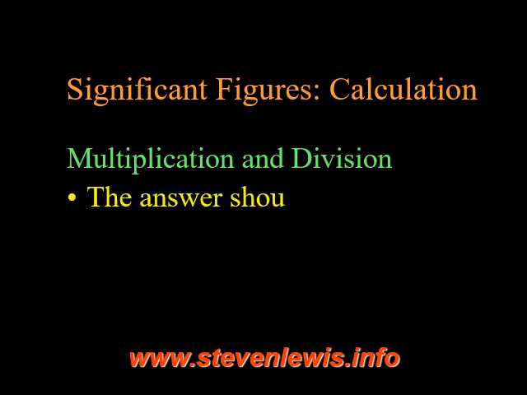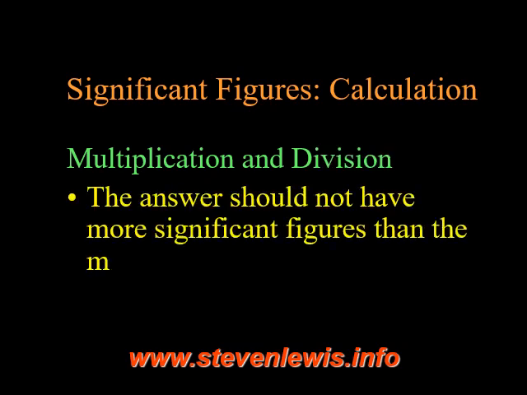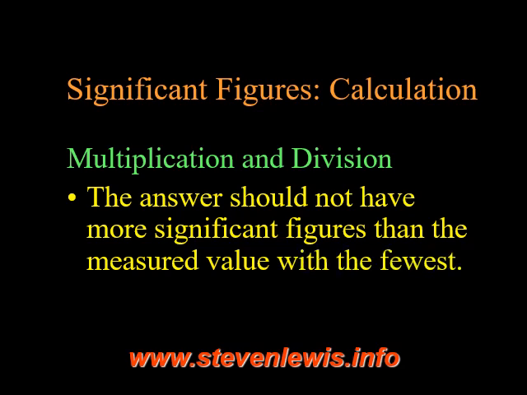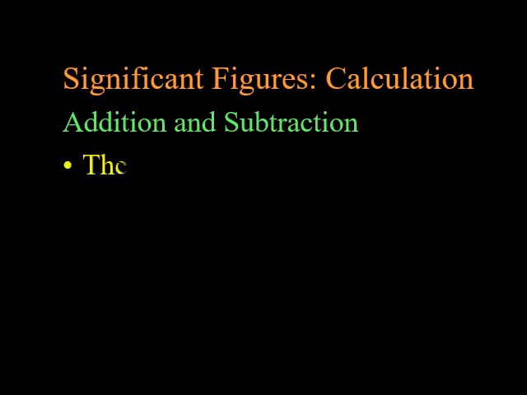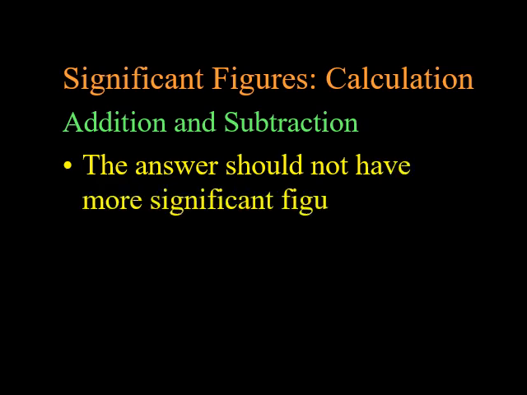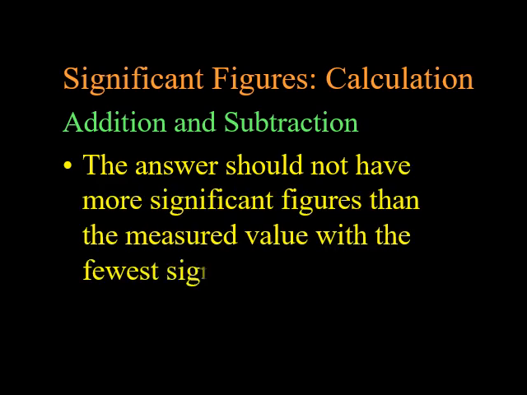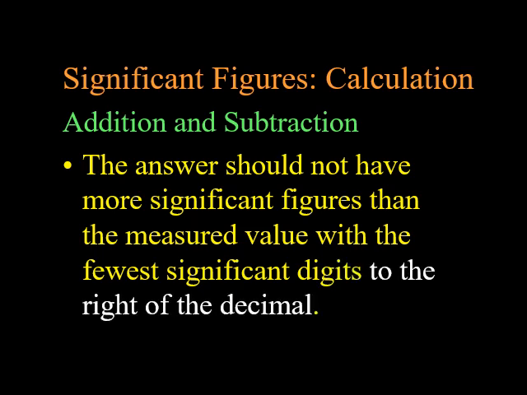So far, we've been looking at the rules regarding significant digits in multiplication and division. When we do multiplication and division, a calculated value should not have more significant digits than the measured value with the fewest significant digits. The rules for addition and subtraction are slightly different, however. In addition and subtraction, a calculated value should not have more significant digits than the measured value with the fewest significant digits to the right of the decimal.